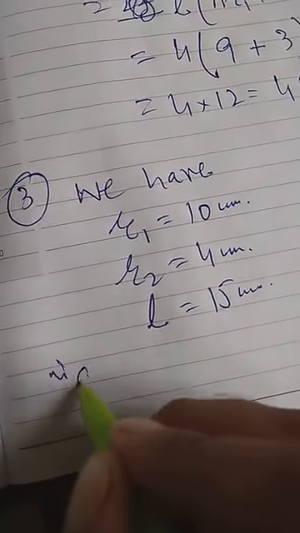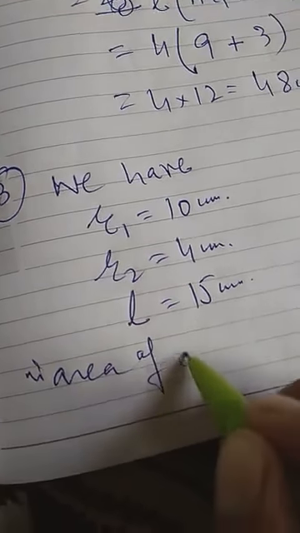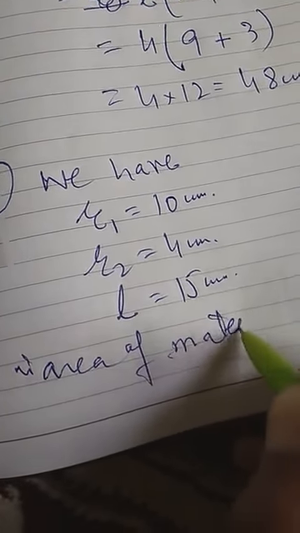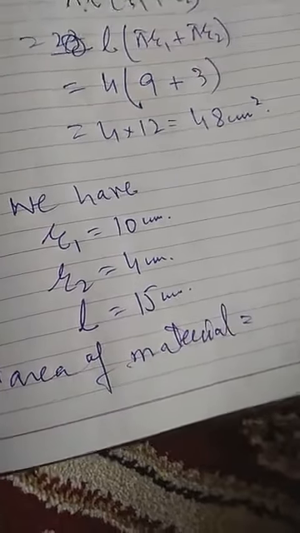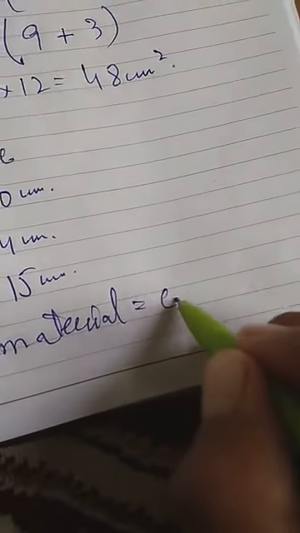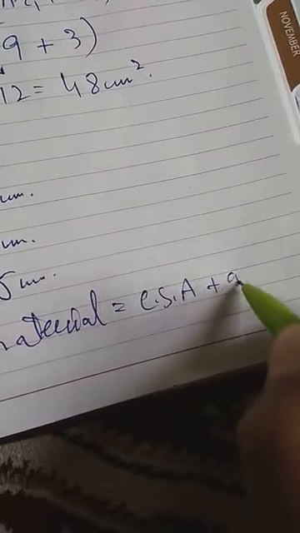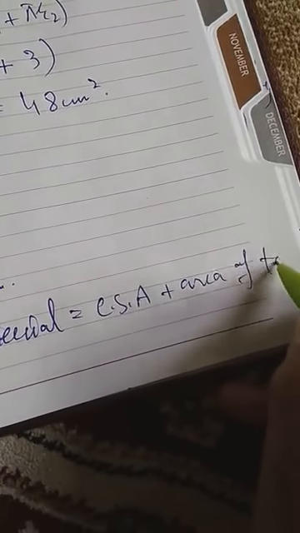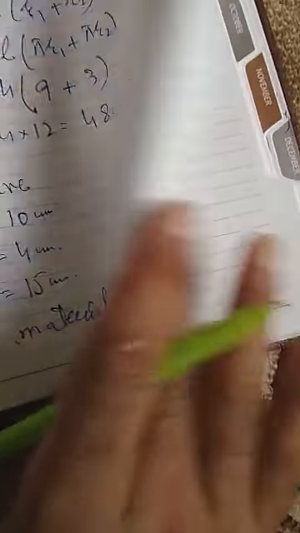Therefore area of material, जो ये कैप बनानी है हमें उसमें कितना मटेरियल लगेगा, एक तो कर्व्ड सरफेस एरिया प्लस एरिया ऑफ द टॉप. It is curved surface area plus area of top. अब देखिए, कर्व्ड सरफेस एरिया की फार्मूला, curved surface area, which is equal to pi L into (R1 plus R2), plus area of the top is pi R2 square, because top of the cap is circular.